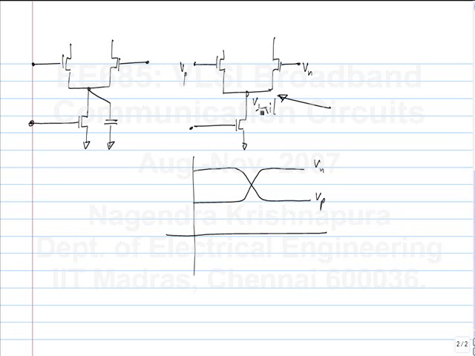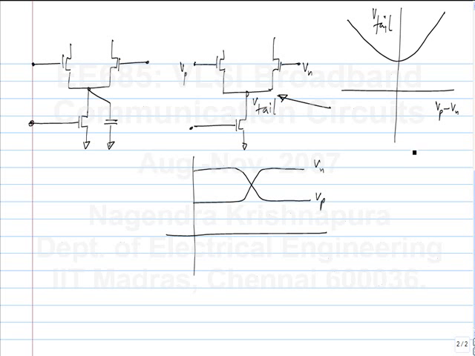So if you plot V tail versus Vp minus Vn, depending on the common mode voltage of Vp and Vn, it will have some even characteristic like this. Okay, and this point is at the common mode of Vp minus one threshold voltage minus the overdrive of this transistor when it is carrying a current of I0 by 2.